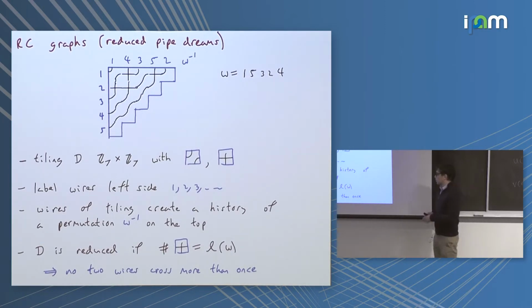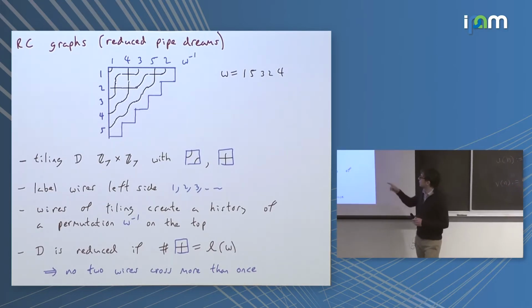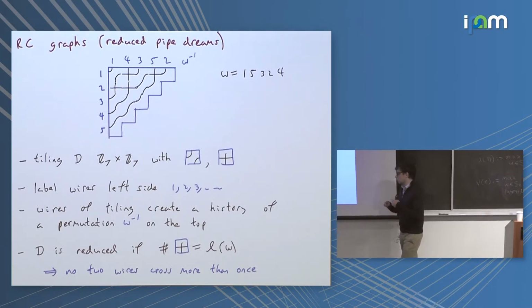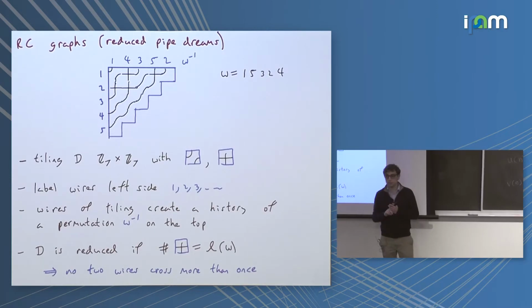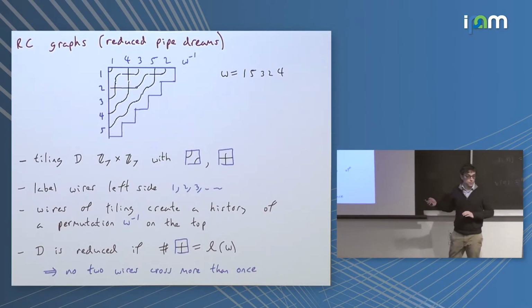And we say that the RC graph is reduced if the number of crossings is the length of the permutation. In this case, the length is 4. And if it's reduced, then no two wires cross more than once. Any questions on what an RC graph is?